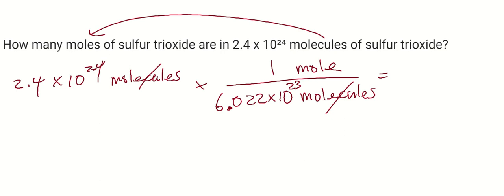I'm going to plug this in step by step, and I'm not going to assume anybody has a fancy calculator. So 2.4 divided by the coefficient there, 6.022.